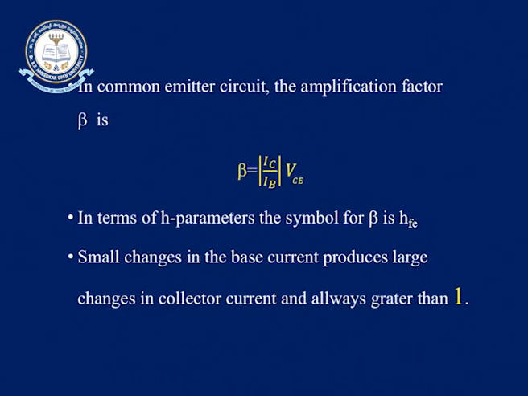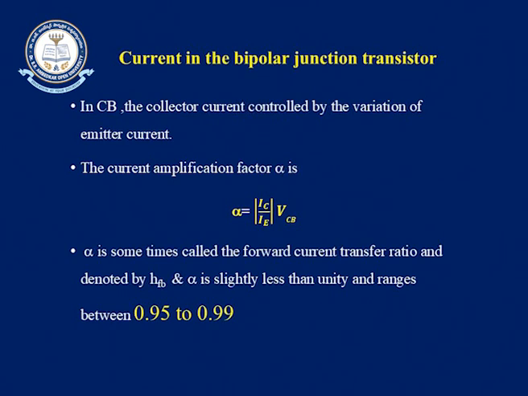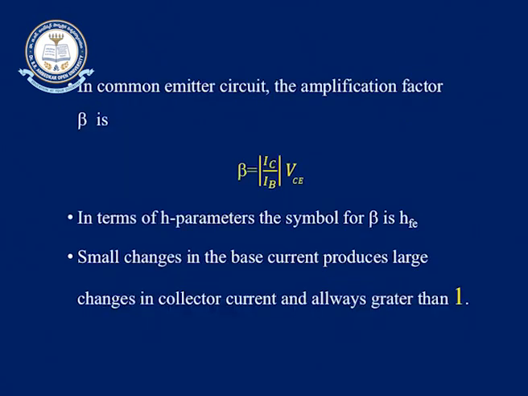Same way we have beta also. Alpha is used for CB, beta is used for CE. What is the definition of beta? Beta is IC by IB, keeping VCE constant. The main important point here is alpha value is less than 1, from 0.95 to 0.99, whereas the beta value is greater than 1. These are the two current parameters we have to concentrate on.